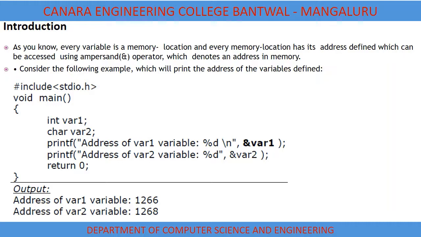So I have taken a simple program, hash include stdio.h, void main. I have taken two variables, int variable 1 and one more variable of type character, variable 2, and I'm trying to print the address of variable 1 using ampersand variable 1. Similarly, I'm trying to print the address of variable 2. So we are trying to analyze how the allocation is done here.